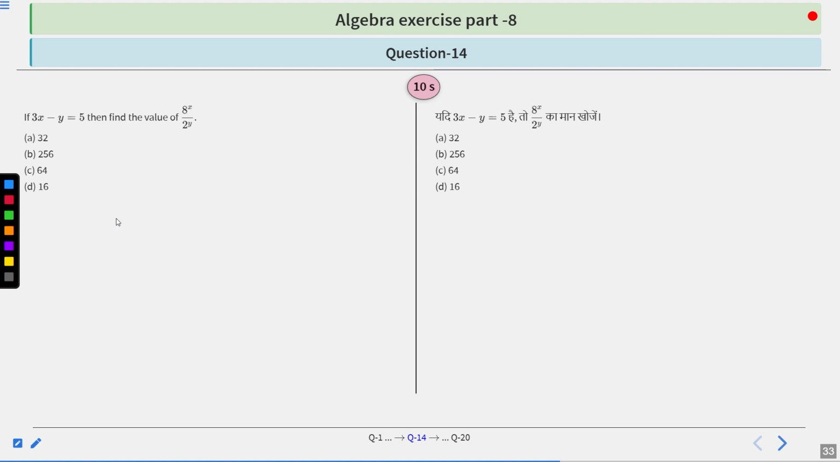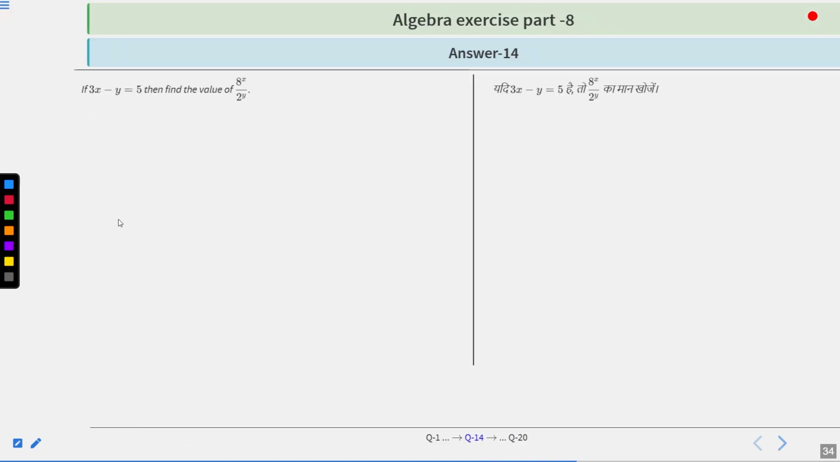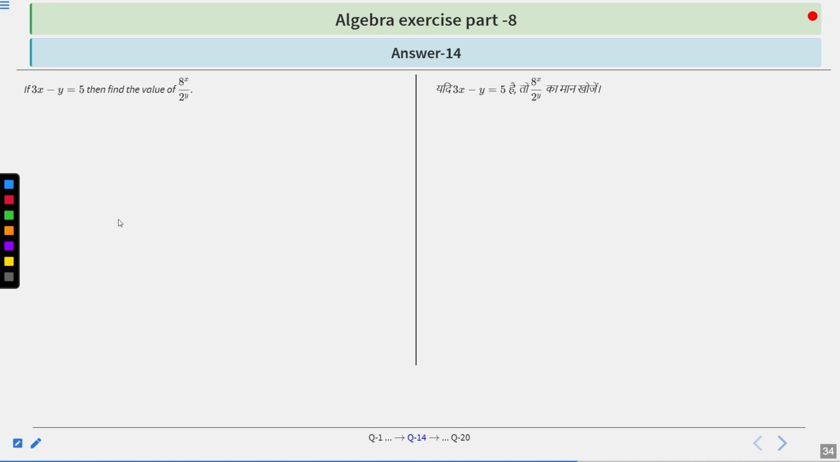Next, if 3x minus y is equal to 5, then find the value of 8 raised to power x upon 2 raised to power y. And the options are option A 32, option B 256, option C 64, and option D 16. Now, we were given that if 3x minus y is equal to 5, then we have to find the value of 8 raised to power x upon 2 raised to power y. The correct answer to this question is option number A, 32.